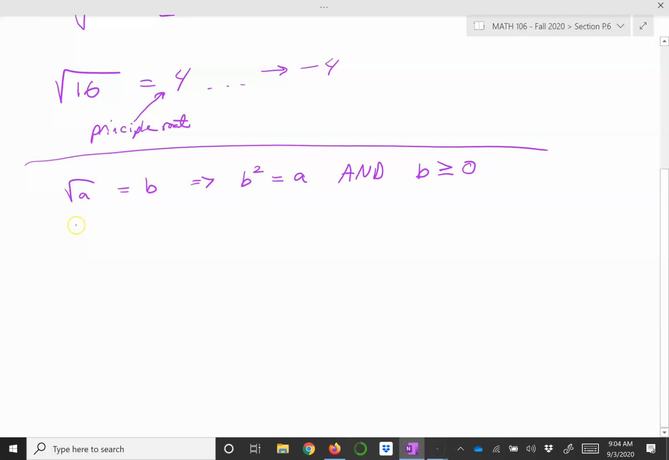By the way, does anyone know what we call the thing inside the radical? That has a name too. This thing is called the radicand. So you have a radical and a radicand.